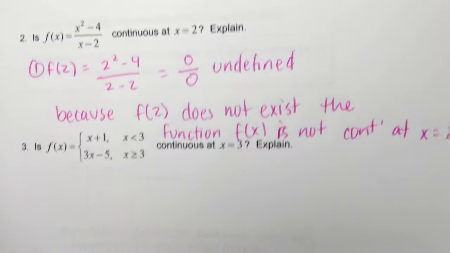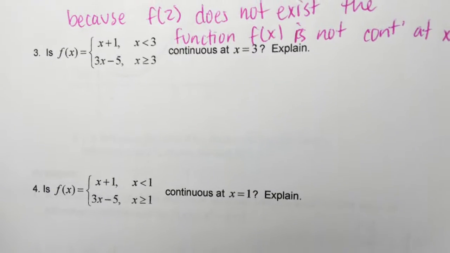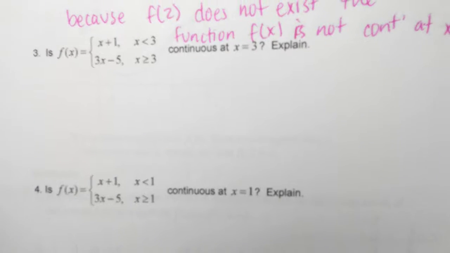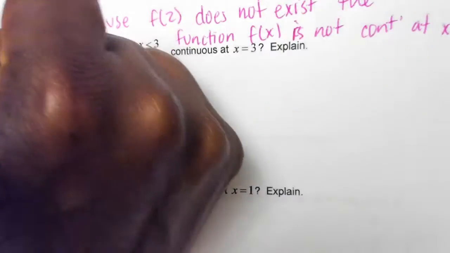Now let's look at these piecewise functions. Depending on what we're looking at, we are going to need to use various parts of the piecewise function to help us find it. Our steps for determining continuity are still going to be the same, however. So the first thing we want to do for number 3, when determining if the function is continuous at x equals 3, is find f of 3.